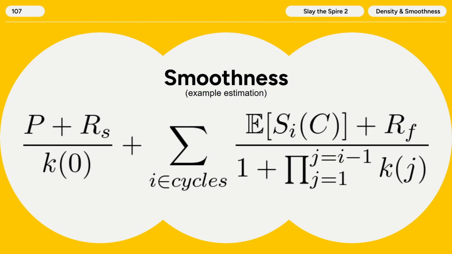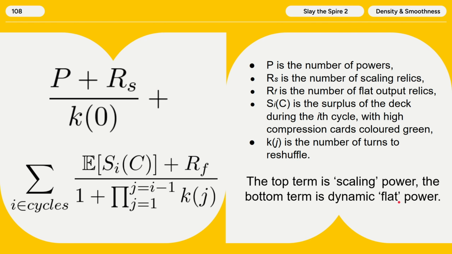So the third term is smaller than the second term, which is smaller than the first term. And maybe just to unpack that a little bit closer. For this estimation, P is the number of powers, RS is the number of scaling relics, RF is the number of flat output relics, and SIC is the surplus on the ith cycle of the high compression cards. You would take the high compression cards as colored green.